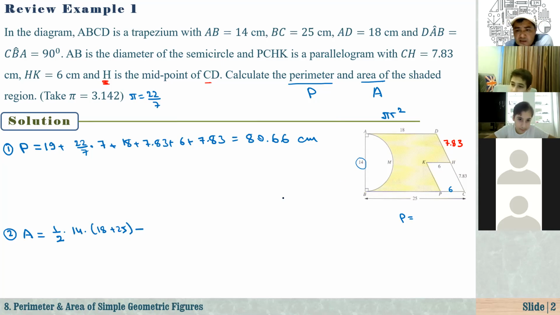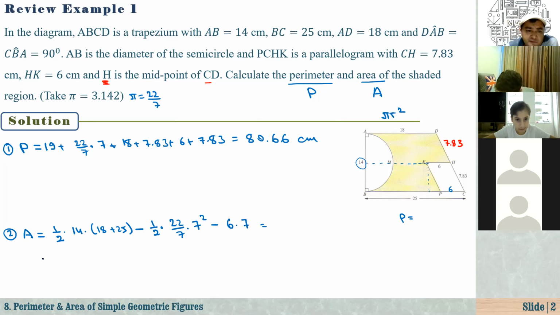Now we just calculated 301. Cut away the semicircle, that is 1/2 times pi, pi is 22/7, times R squared. What is R? 7. 7 squared. Minus, and also the parallelogram, right? What is the area of the parallelogram? Base is 6. And how about height? Height is the same as the radius of the circle, right? So that is 7. 6 times 7.